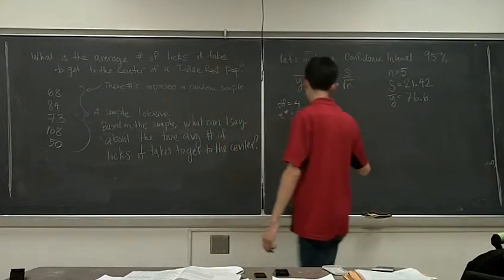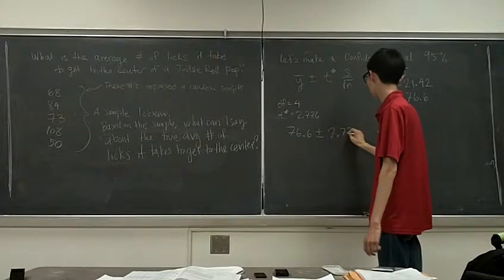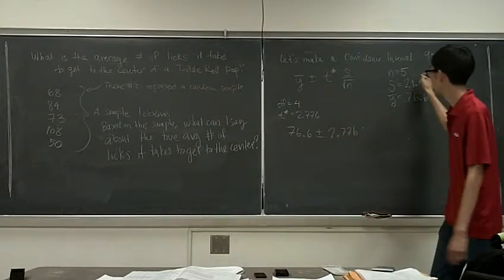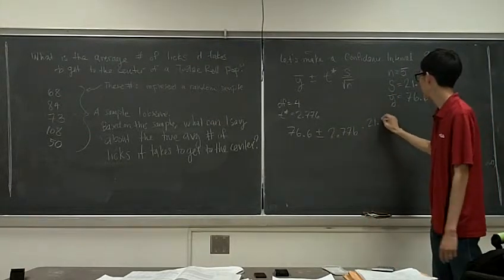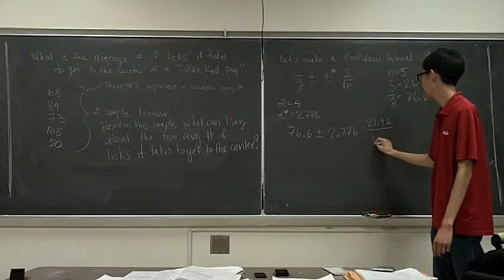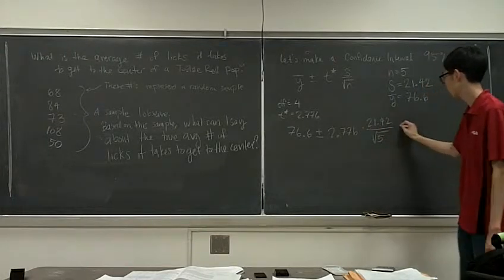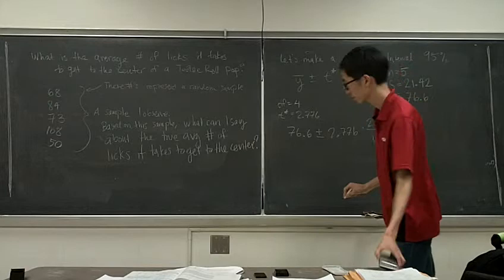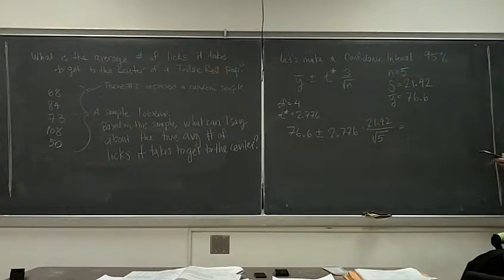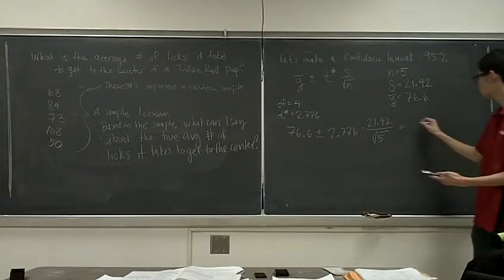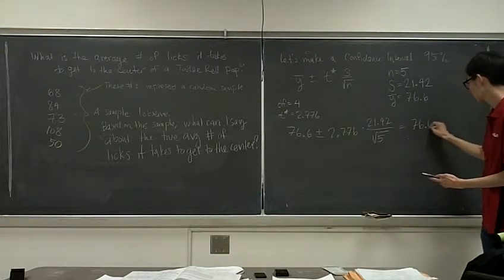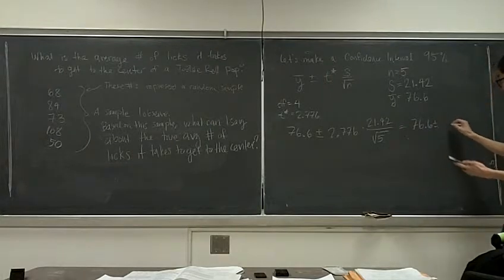76.6 plus or minus 2.776 times 21.42 divided by the square root of 5. So let's do that. 21.42 divided by the square root of 5 times 2.776. So I have 76.6 plus or minus 26.6.